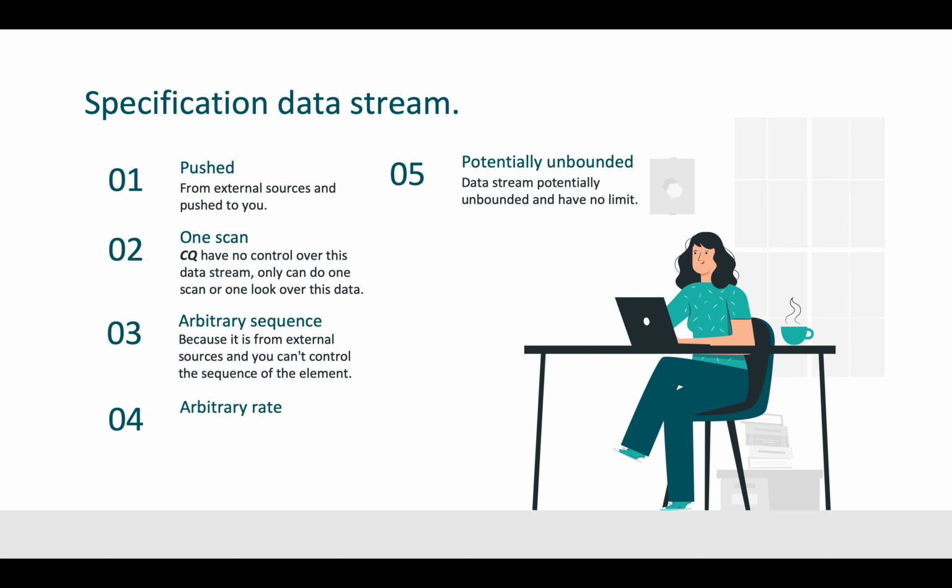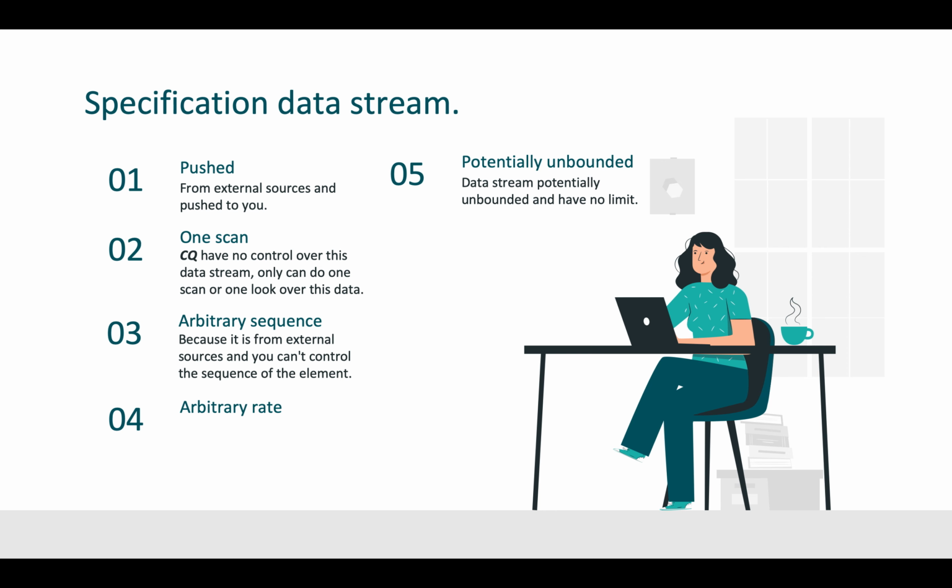Okay, actually there are 5 ways to determine if the data is a data stream or not by looking at their specifications. The first specification for data stream is that it must be push. Data stream must come from external sources and it is pushed to you. And also continuous query has no control over this data stream. That means you can only do one scan or one look over this data.